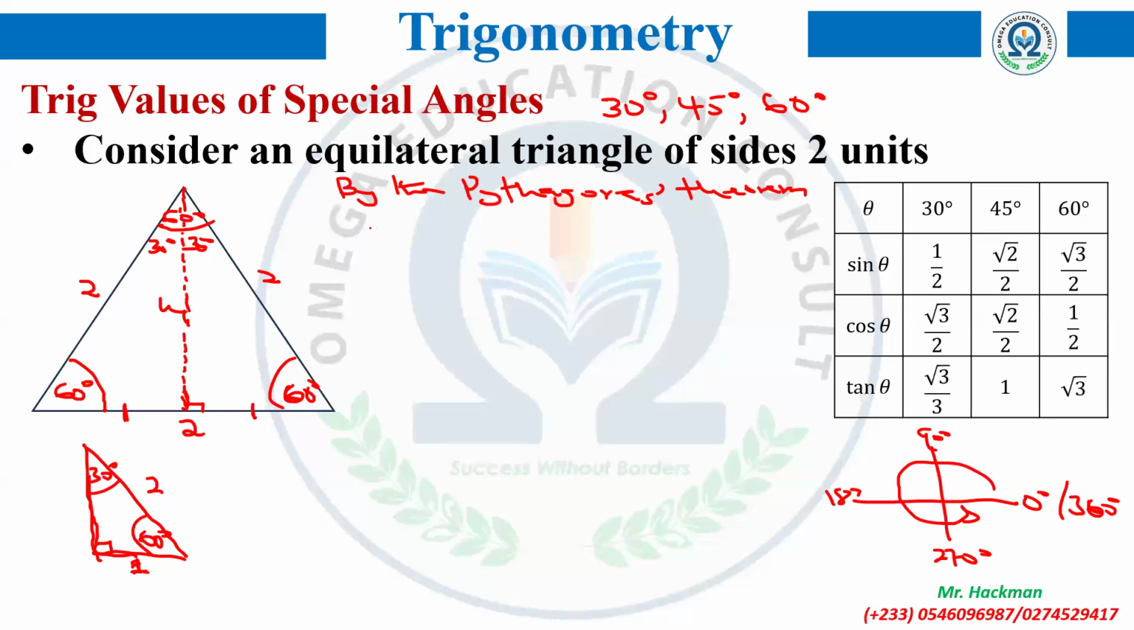So I know that 2 squared should be equal to A squared plus 1 squared. Do you agree? Yes, please. My professors, are you with me? Yes, please. So this will give me 4 is equal to A squared plus 1. Okay, Prof. Gideon.